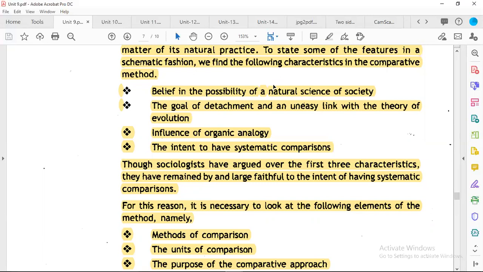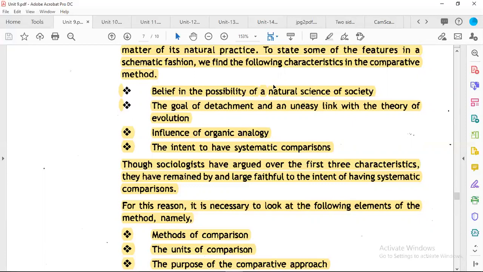Yes, that is very much related to the theory of evolution. And the goal of detachment is also related to the comparative method. What is the goal of detachment? The goal of detachment means it enables us to look at where the society is attached with some specific parts, and where the society is not attached with specific parts.